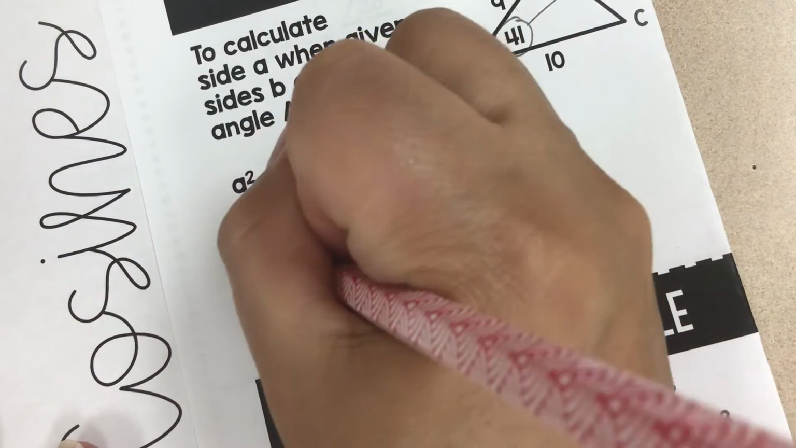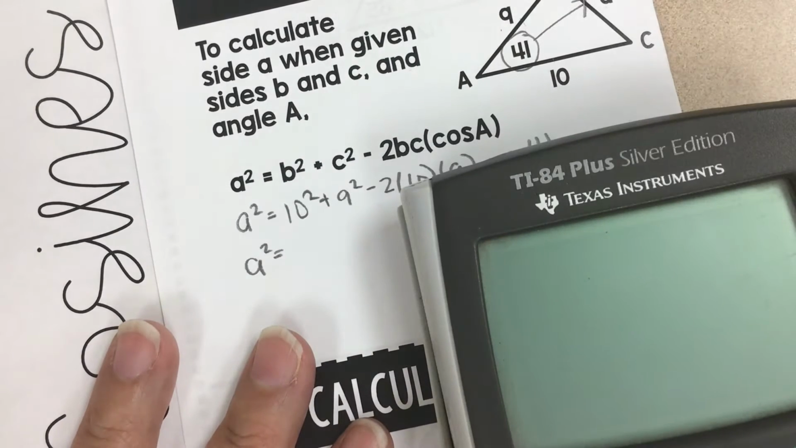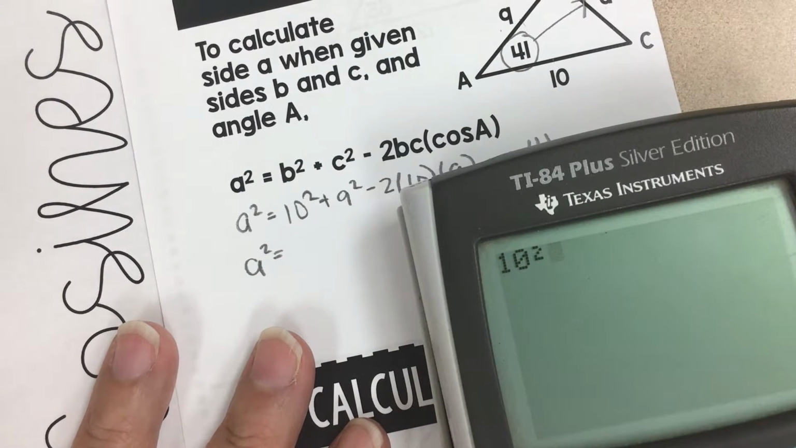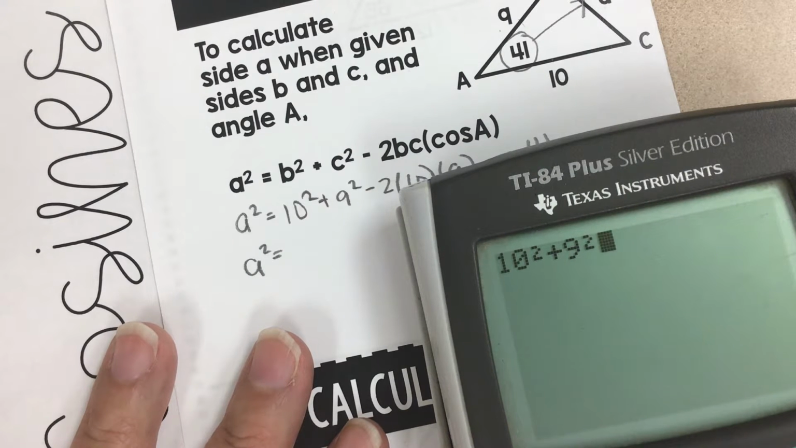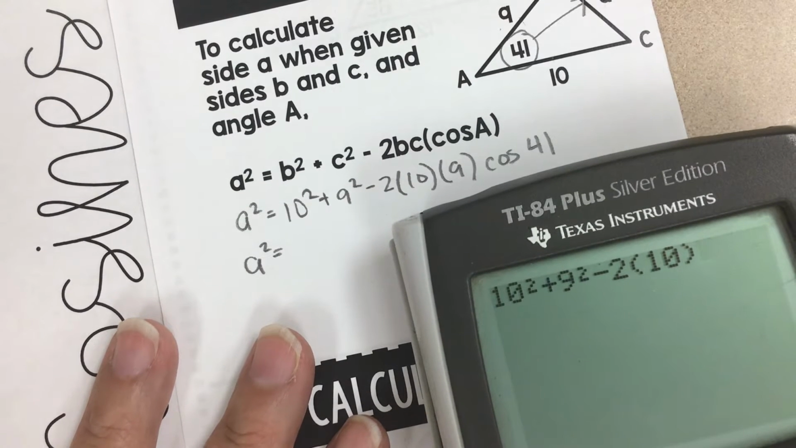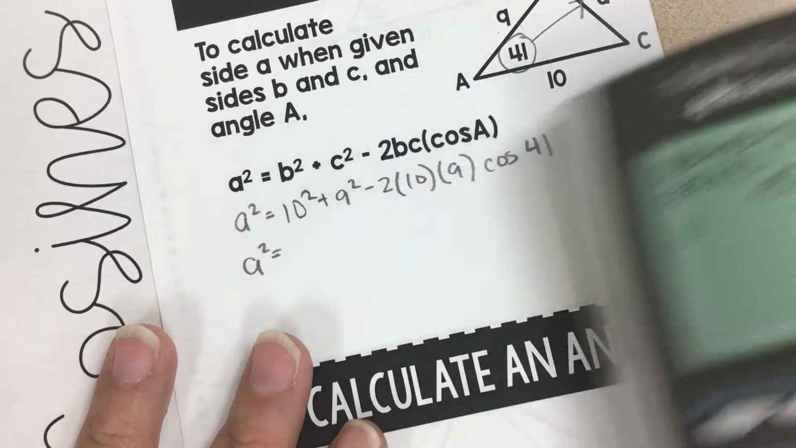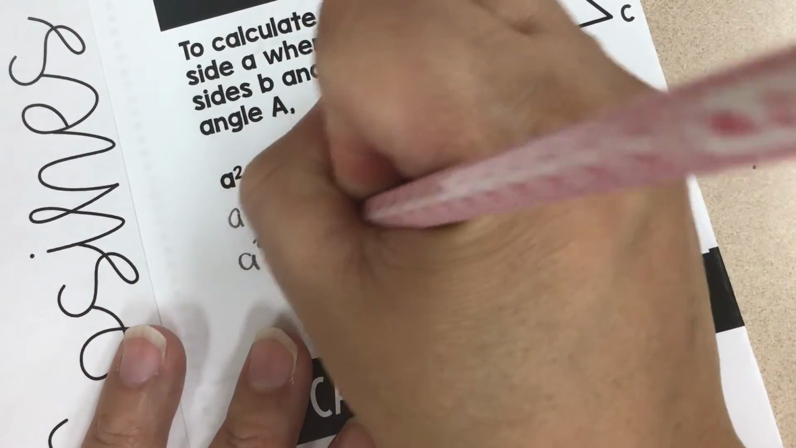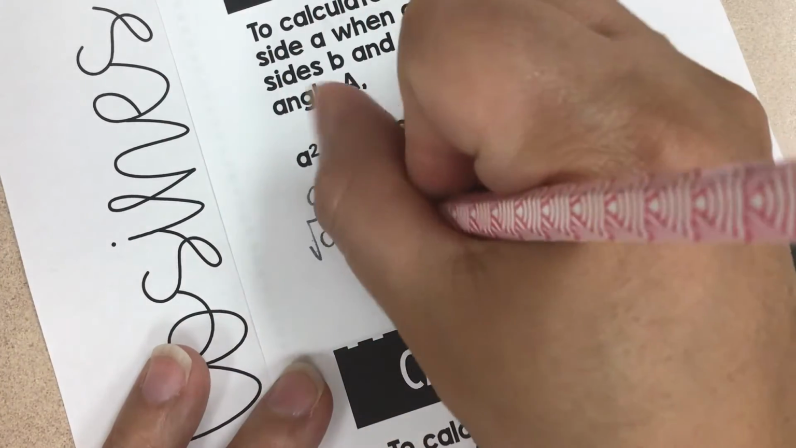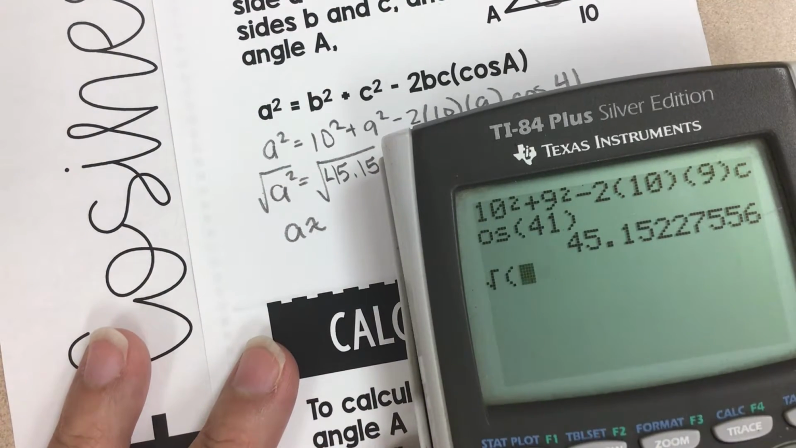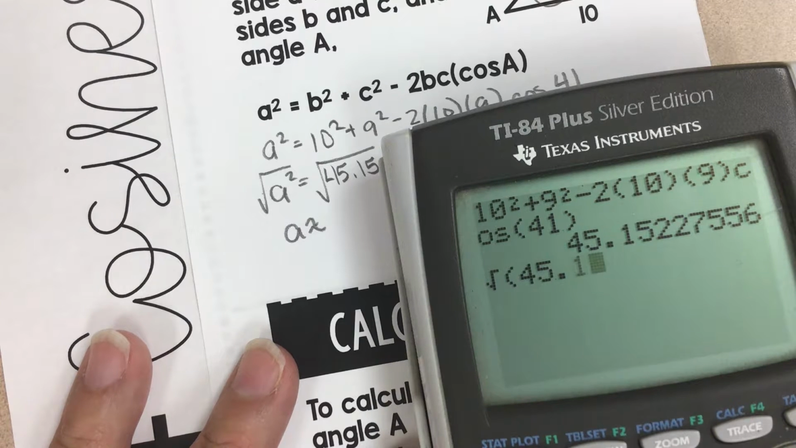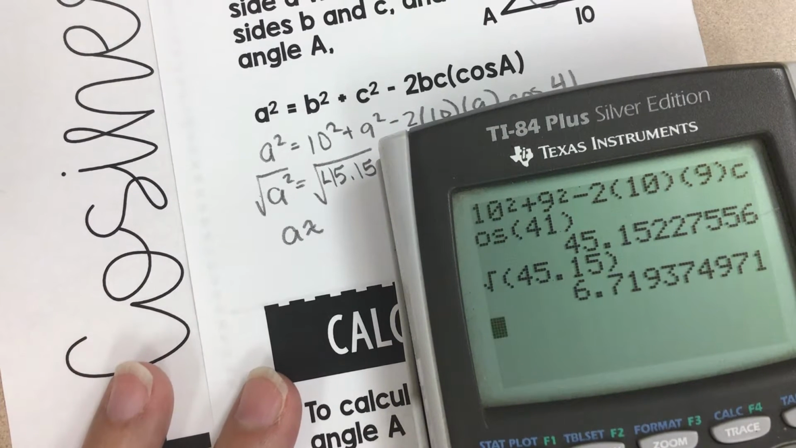From here, you can just put all of that in the calculator. 10 squared plus 9 squared minus 2, open parentheses, 10 times 9 cosine of 41, close those parentheses, and you get 45.15. 45.15, and then you have to find the square root of both sides. a is approximately, so you find the approximate value of 45.15, which gives you 6.72.